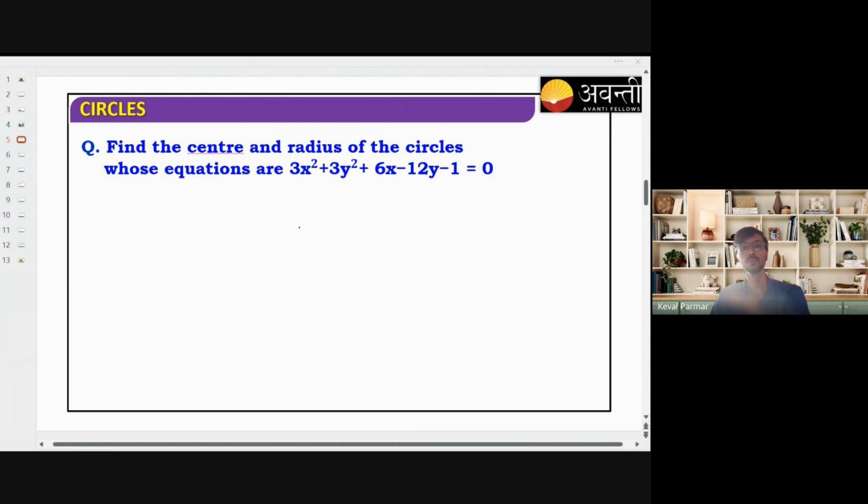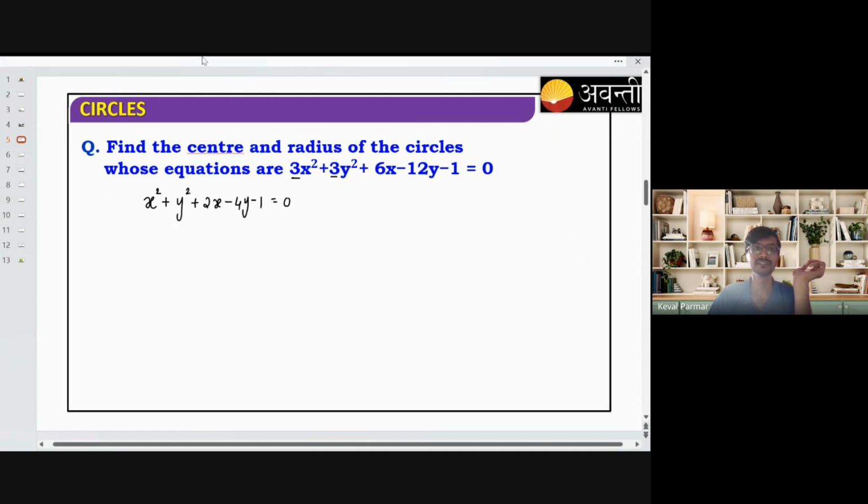Superb. Chalo. Very good. So what should we do here first? We should divide by 3. As you can see, we don't want 3 in this. So we'll divide it by 3. What I'll get? X square plus y square plus 2x minus 4y minus 1 equals 0.